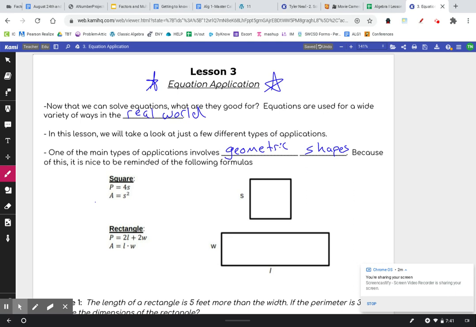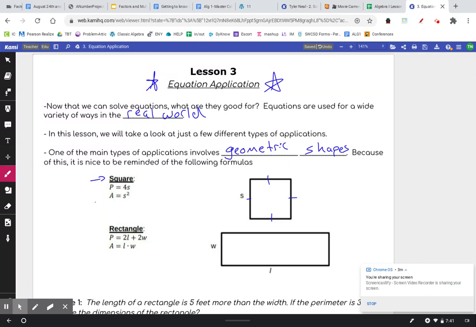So here we go. A couple formulas for squares that we need to know I have pointed out over here. We have P equals 4S, which stands for the perimeter equals 4 times the length of your side. And then we have A equals S squared, which means the area of this square is going to be your side squared, or a side times a side. We know that all 4 sides would be the same, so your perimeter would be 4 times each one of those sides, and your area is going to be a side times a side, or side squared.